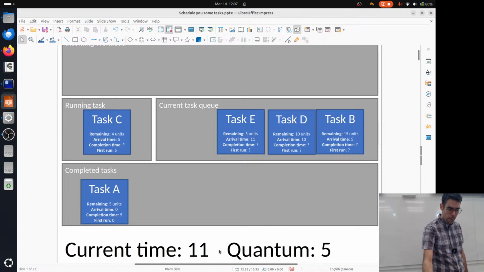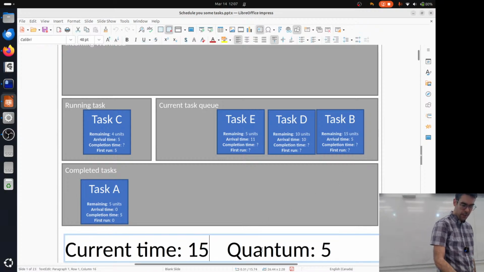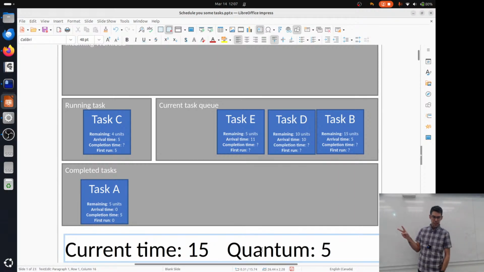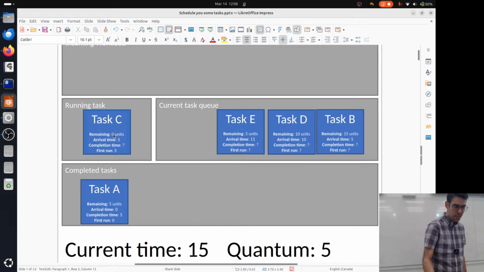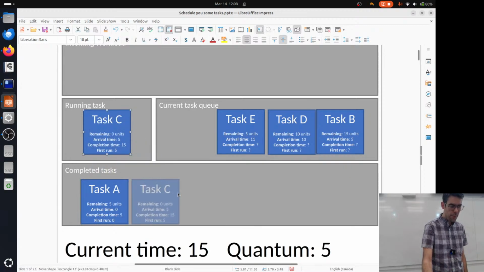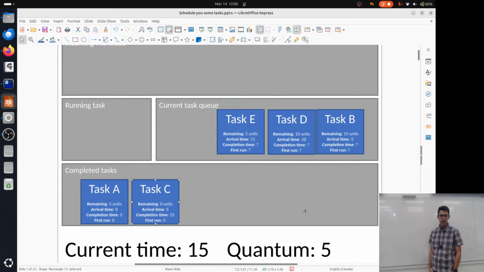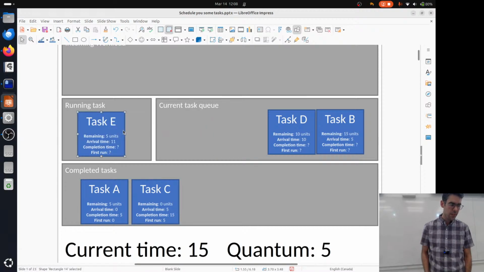I'm going to skip ahead now to time 15. At time 15, we've got task C is done. And in this instance, we will move it off the processor into our completed tasks area. And task E, being the thing that has the smallest amount of remaining time, gets to go next. Its first run time is 15.